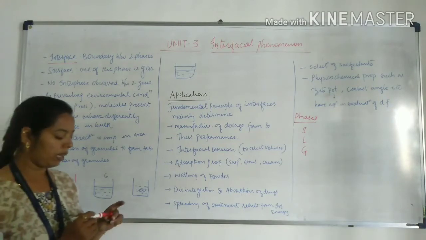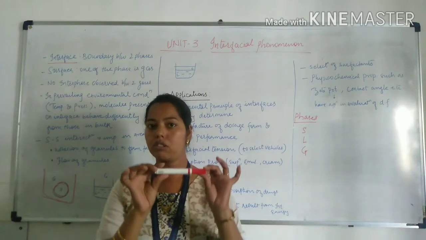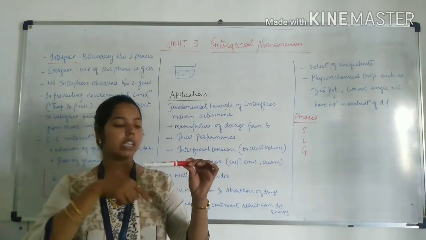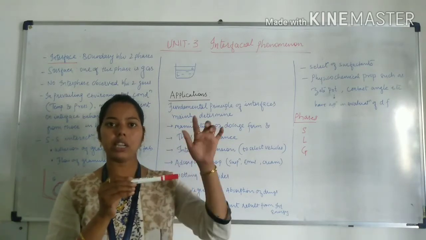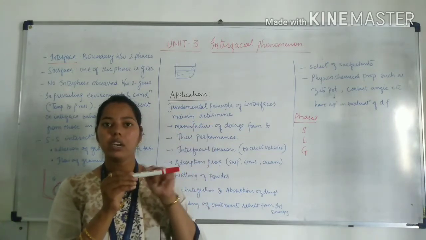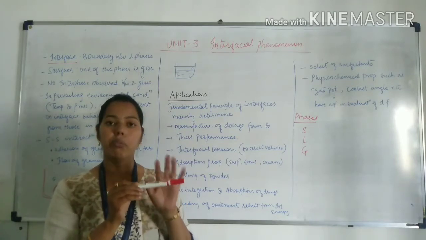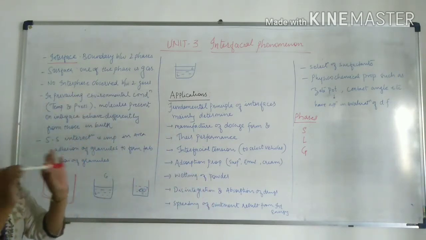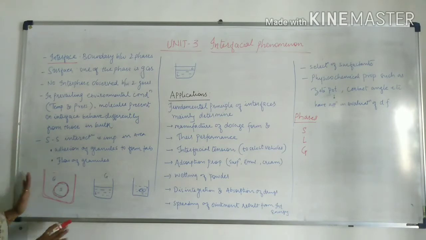For example, if I have this pen, this is a solid, and around it the gas is present. So these are the two phases, solid and gas. Actually the interface doesn't exist, and the interface is known as the surface. So this is the surface. This was the first example of interface.